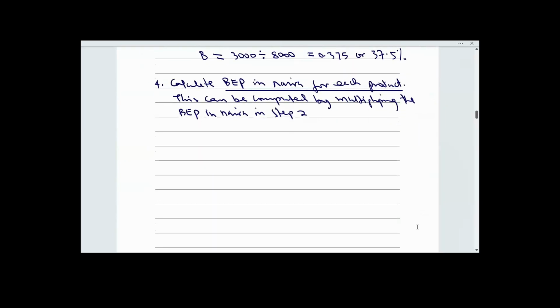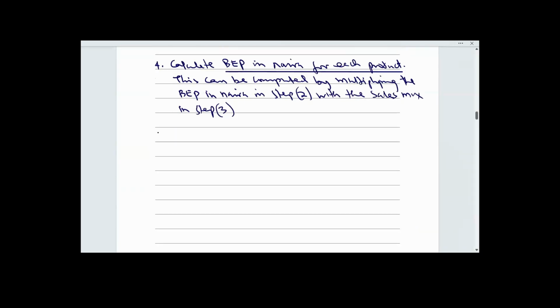So this can be computed by multiplying the break-even points in Naira in step 2 with the sales mix in step 3. All right. So that will give you the break-even point in Naira for each product.